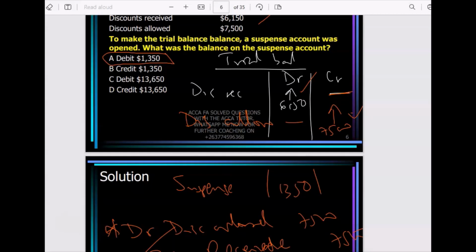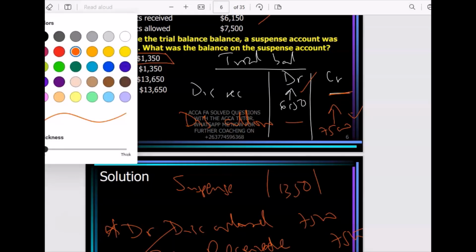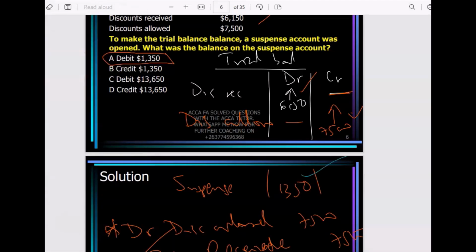To know which side of the trial balance we shall put the suspense account, I say that the suspense account is put on that side where there is the ultimate deficit, and this is the debit side. You can see that the debit side was only having 6,150, while the credit side was 7,500. So the side where the suspense account should be is the debit side. This is why we are saying debit 1,350. So the answer there was A.